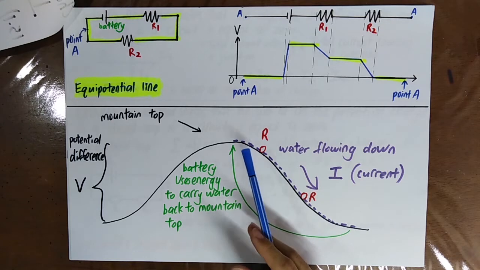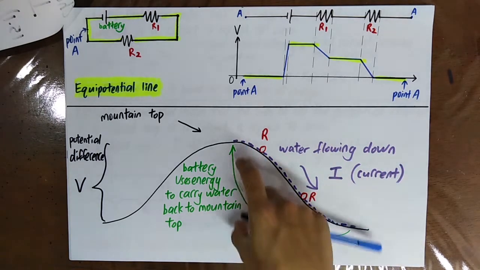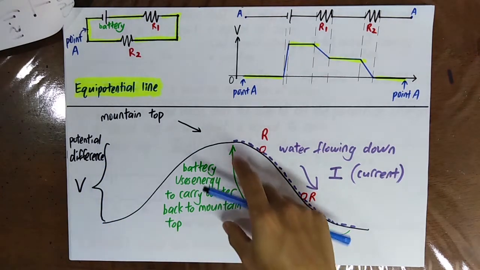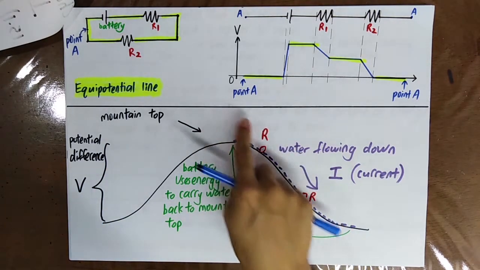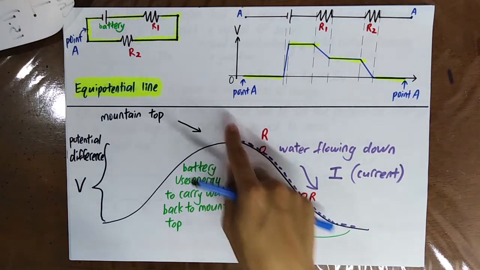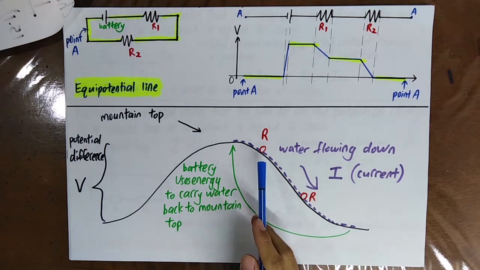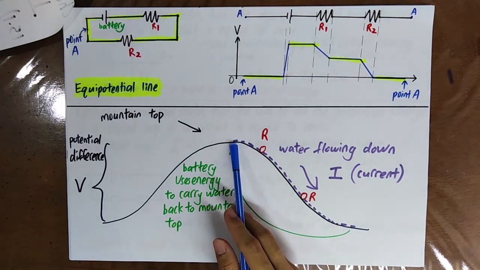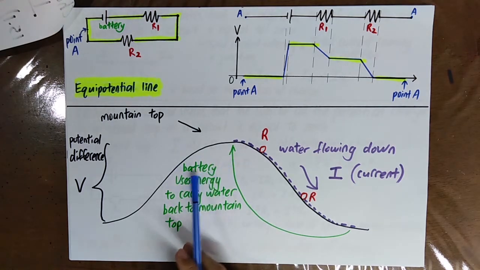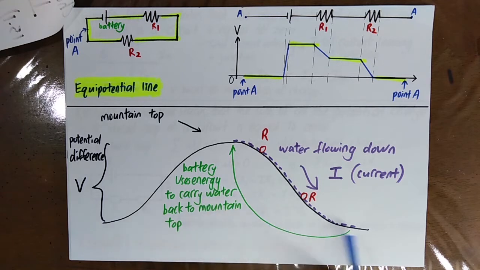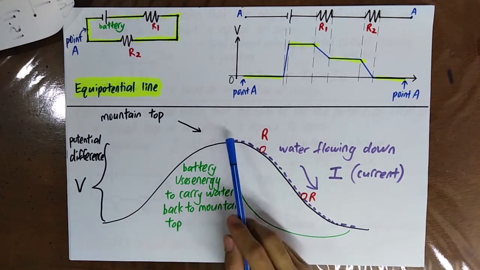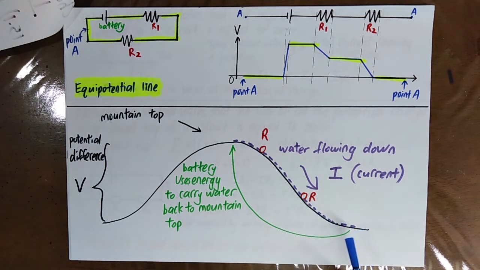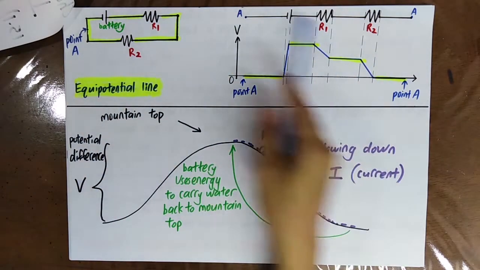And then what makes the current flow? That is the potential difference, which is the height of this mountain. The higher the mountain, the faster the water flows. Okay, the higher the V, the higher the I. But then when the water flows down to here, who carries the water back to the mountain top? It is the battery. The battery uses its own energy to carry the current back to the mountain top so that the current can flow again. So this is the analogy of V equals IR of the circuit.